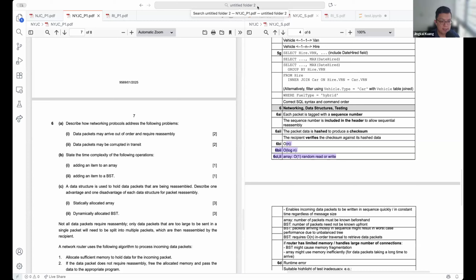Okay, part C, data structure used to hold data packets that are being reassembled. Describe one advantage and one disadvantage for each of them. This was similar to one of the questions that one of you asked on WhatsApp a few days ago. Static array and then dynamically allocated BST.